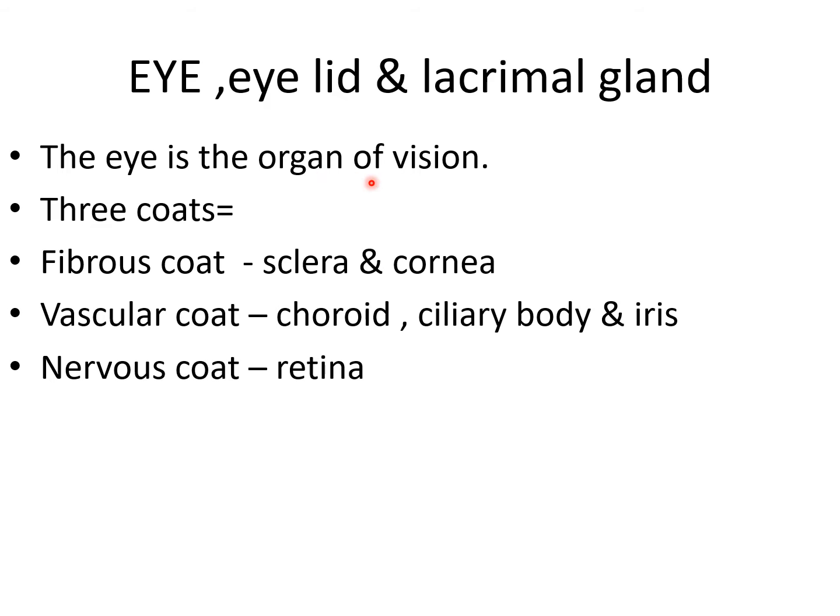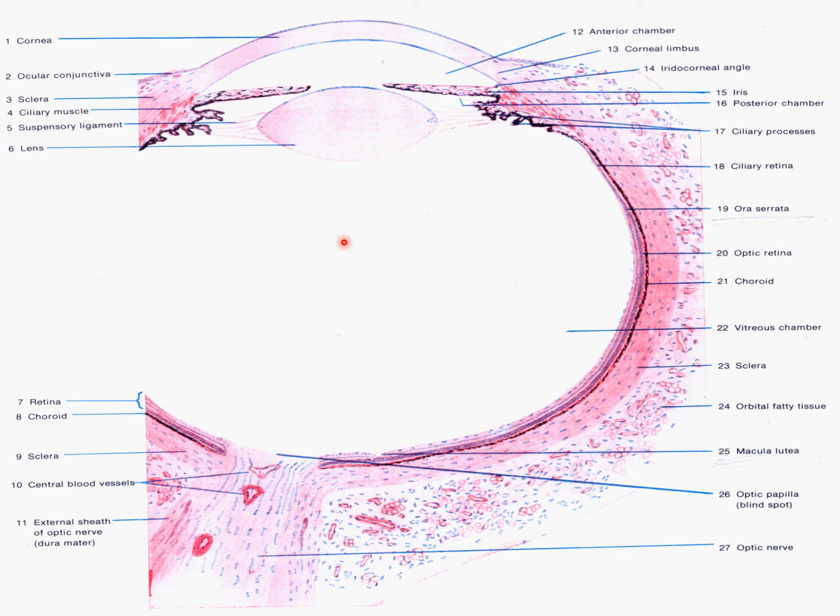The eye is the organ of vision. It has three coats: the fibrous coat, sclera and cornea; the vascular coat, choroid, ciliary body and iris; and the nervous coat, the retina. Now when you see the eyeball under the slit microscope or the dissecting microscope, you can see these parts of the structure.